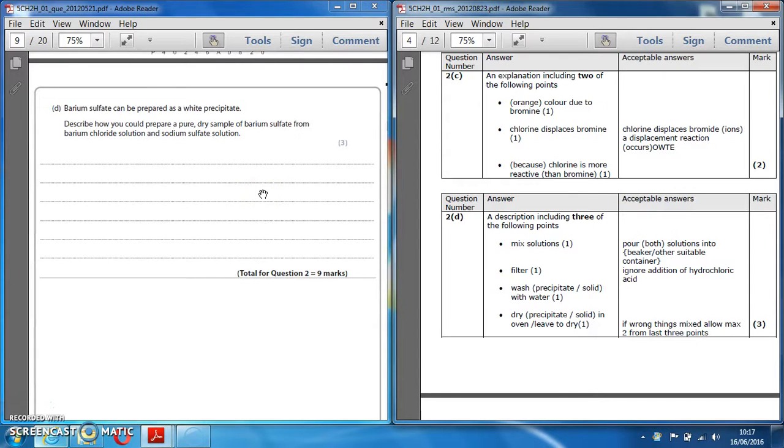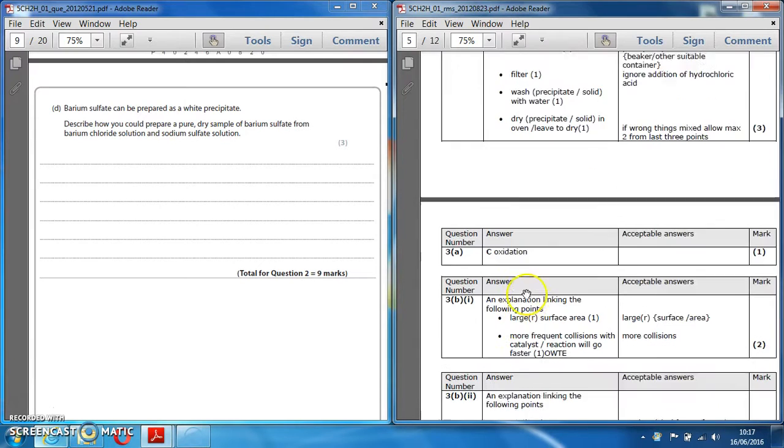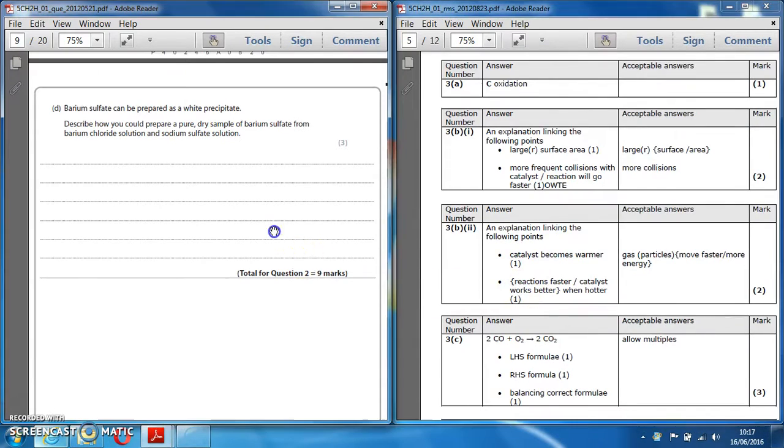Barium sulfate can be prepared as a white precipitate. Describe how you can do this. There's a few key little hints in the question here to help you with that. It says how you can make a pure sample: filter it. How we could make a dry sample: leave it to dry. There's a third mark available, and after pure and dry, the easiest thing that you can say is mix the two chemicals together. We haven't got complicated there. If you look at the mark scheme, mix them, filter them, wash them, dry them. No super science there at all. A lot of people think that's harder than it is.